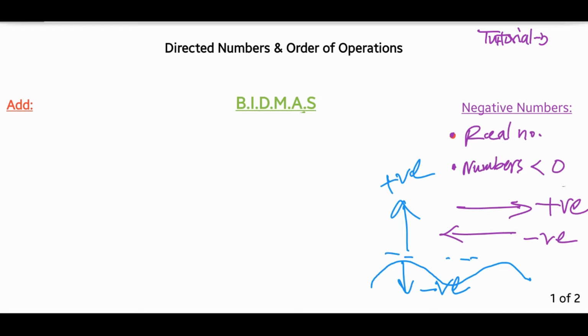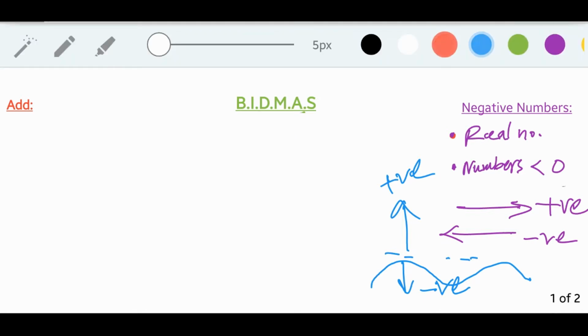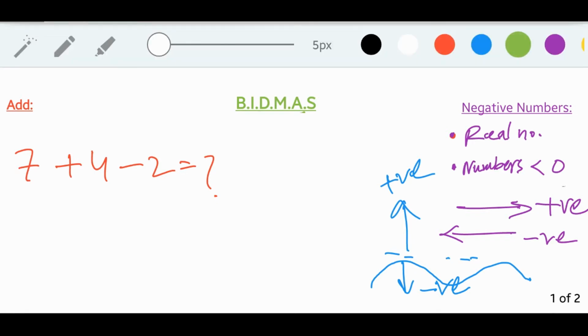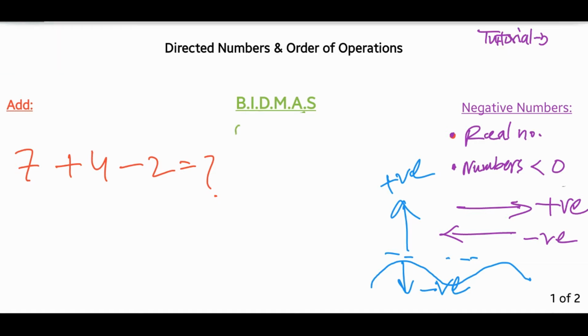So if I have a problem, 7 plus 4 minus 2 equals what? Now there are two operations here, addition and subtraction. Which one do you do first? Before we do this, I want to introduce a new rule called BIDMAS. This BIDMAS helps us to identify the order. So which order do we do? BIDMAS.